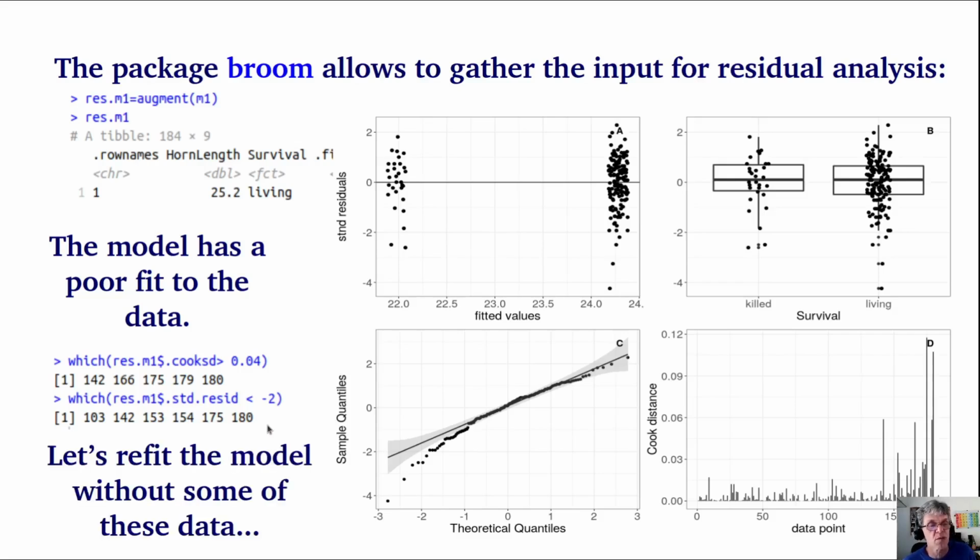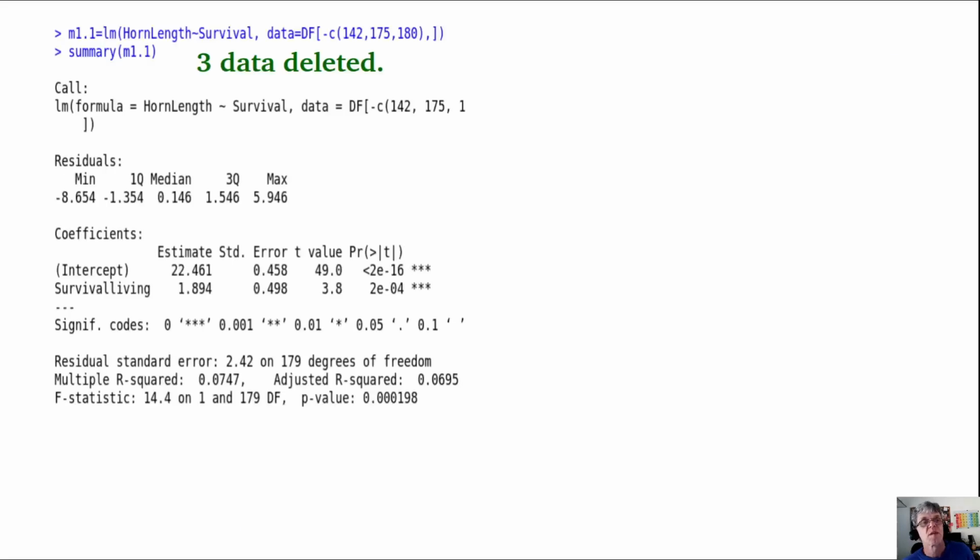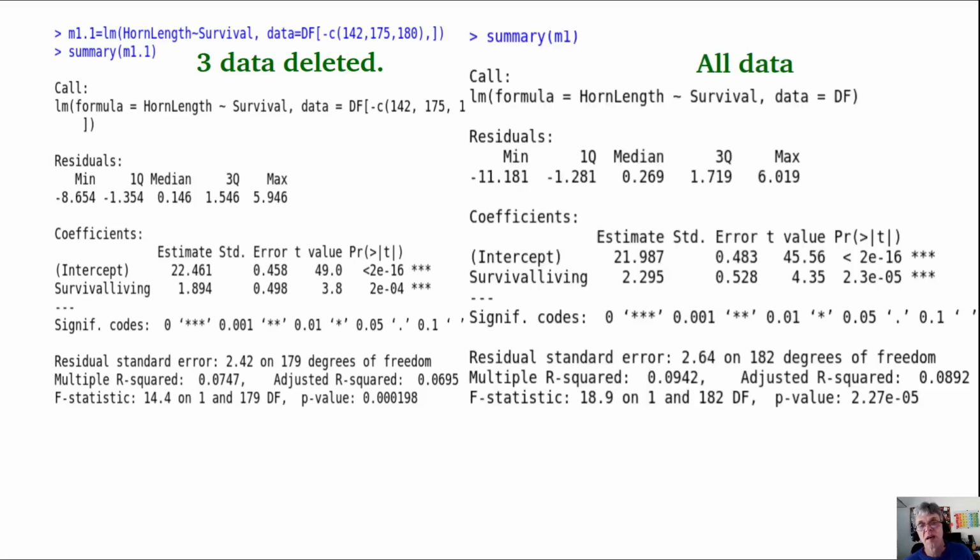So what we are going to do is refit the model without some of this data to assess whether the model refitted with fewer data points has very different parameter estimates compared to the model fit with all the data points. Here I deleted 3 data points that combine having a high Cook distance and very low residuals. And here is the model fitted with all the data.